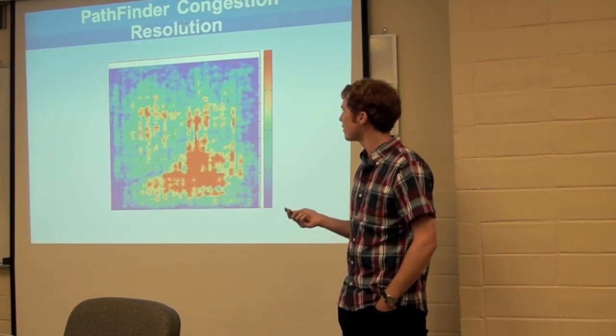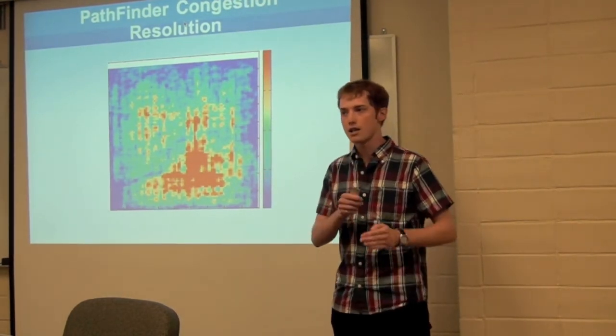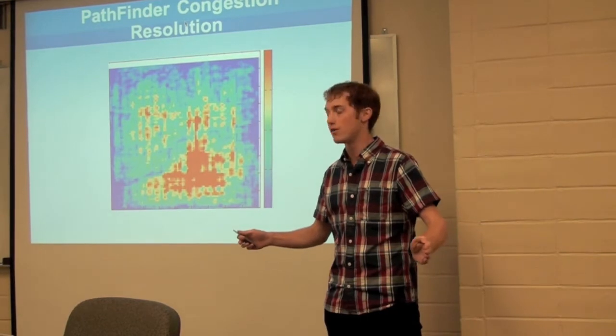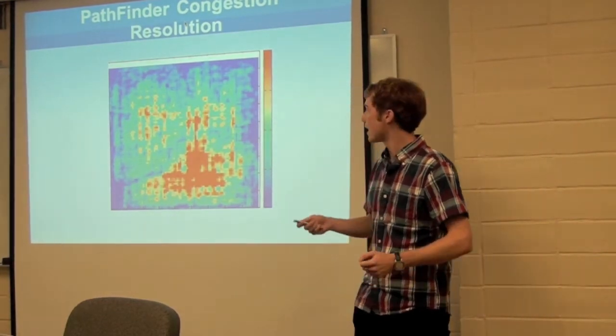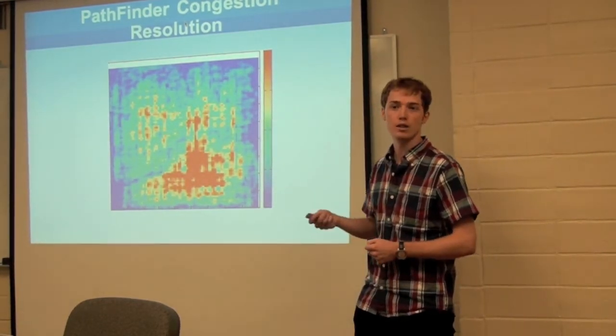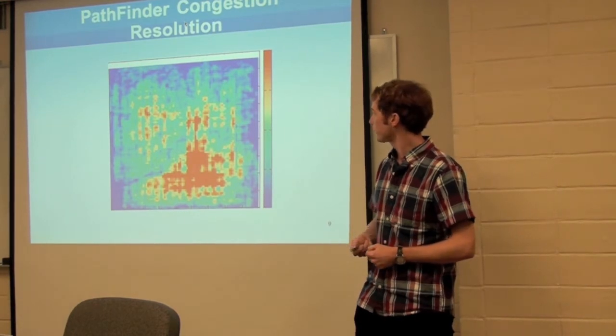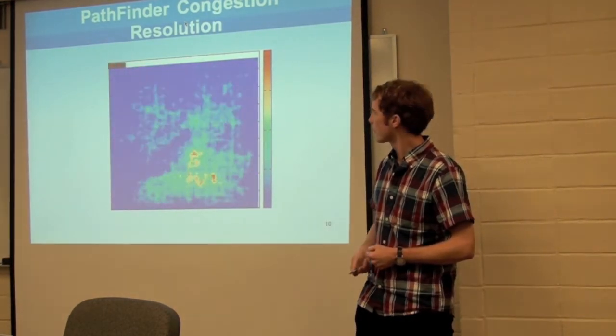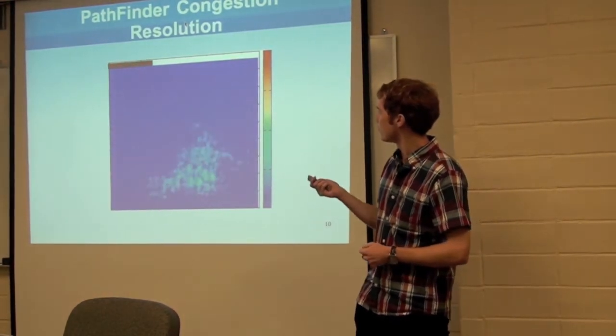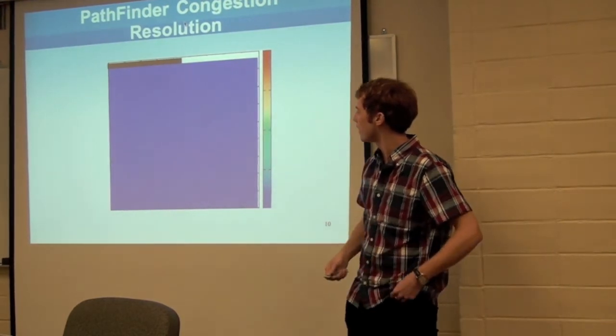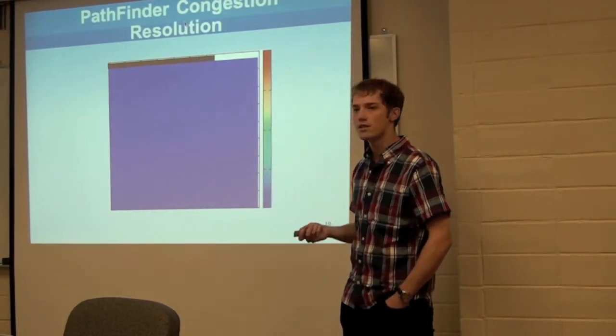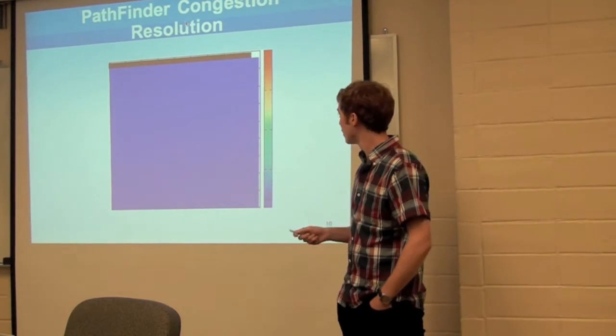So what I'm going to show next is an animated version of this as we go through the different PathFinder iterations, and we'll see how this congestion map changes and how it gets better. Okay, so you can see the congestion gets resolved very quickly. You can see the progress on the top there, to the point where you can't really see any more congestion halfway through. So I'll play this again.